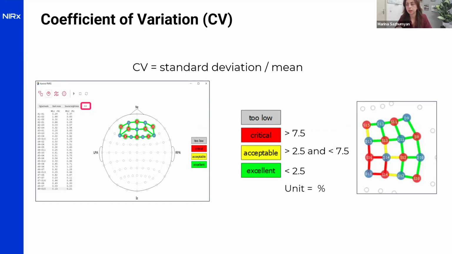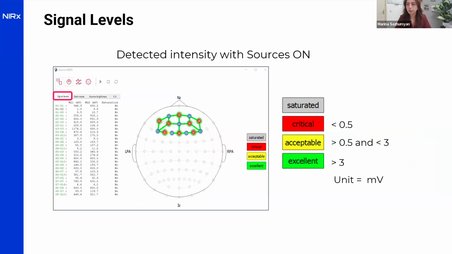And here we have our units in percentages and the different scales from excellent to too low. And as you know, we want to remain within the range of excellent to acceptable signal quality, as well as the channel variance. Moving on to the signal level, this is the second most important, so to say, metric that we want to look at before we start recording. And this is essentially the raw voltage that is captured per channel, per wavelength. And again, we want to remain within the excellent to acceptable range here.